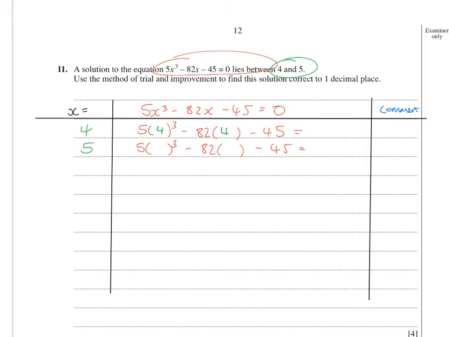So, putting that into my calculator, 5 open brackets 4 cubed minus 82 brackets 4 minus 45. Make sure you're doing this with me. Make sure you're getting the same answers as me. If needs be, pause the video and just check you're getting the right answers, okay, before you see them from me. I got minus 53 to begin with here.